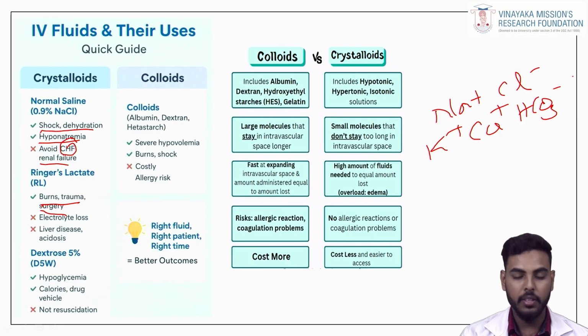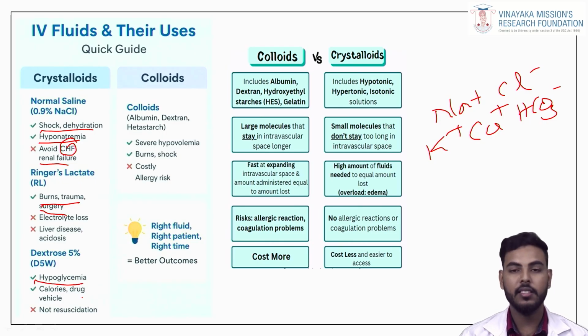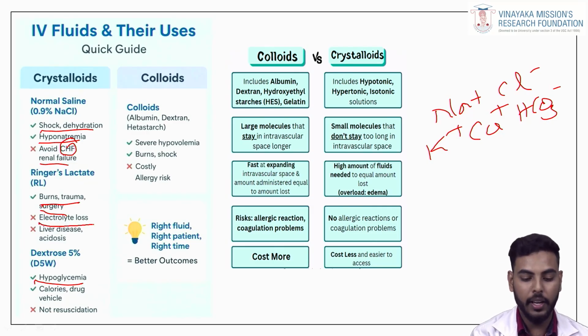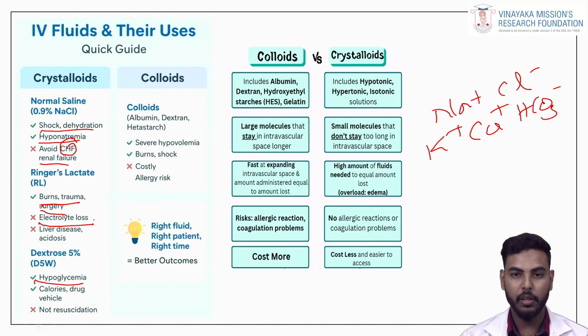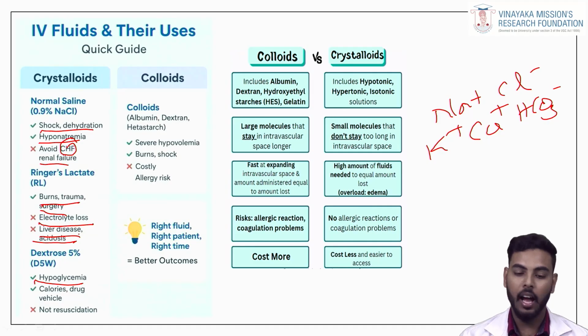Then D5W, as I told, dextrose 5% in water. It is used in cases of hypoglycemia, for calories, and as a drug vehicle. What does drug vehicle mean? We can administer drugs through this D5W solution, and it is not indicated for resuscitation purposes. And Ringer's lactate is contraindicated whenever there are electrolyte losses, that is sodium depletion, potassium depletion or calcium depletion. In those conditions we won't be using RL. Other contraindications are liver disease and acidosis.